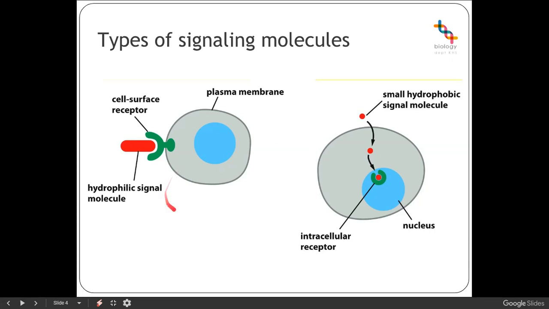A hydrophilic signal must bind to receptor proteins on the cell surface, and this sets off a signal cascade into the cell. Hydrophobic signals are able to diffuse across the membrane, along with perhaps diffusing across the nuclear membrane, and bind to an intracellular receptor. And it's these molecules that we're going to be looking at just now.